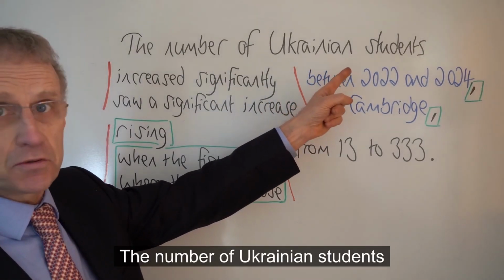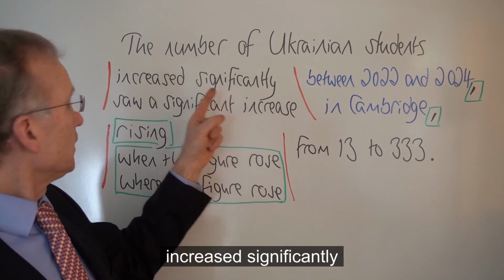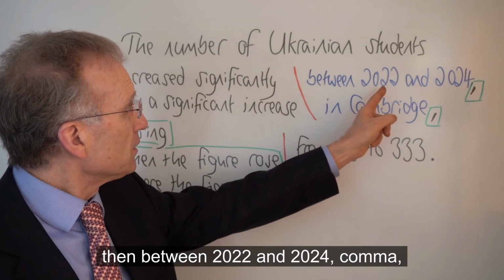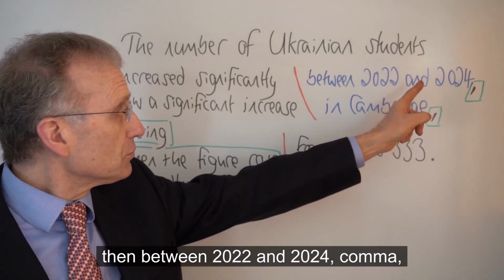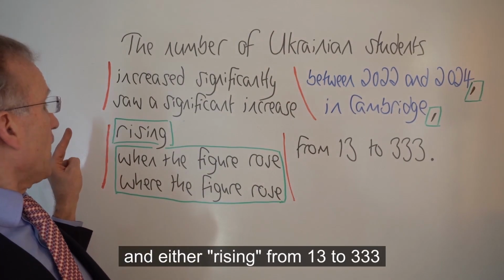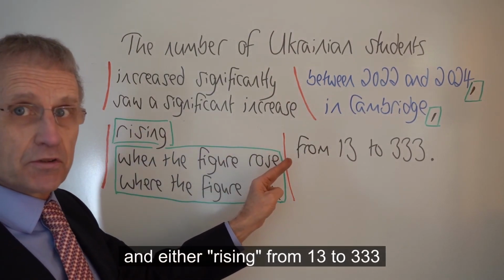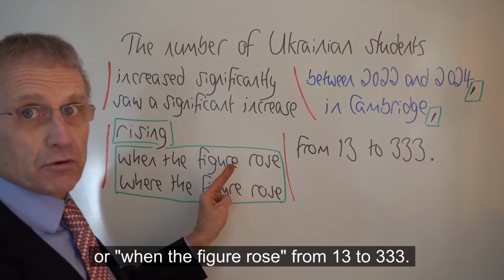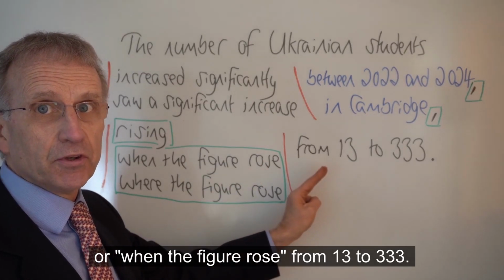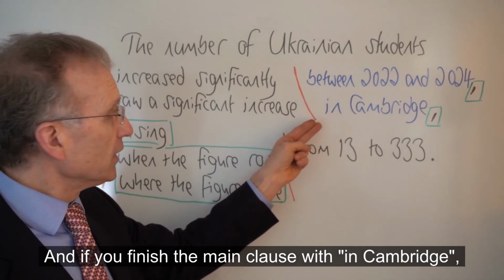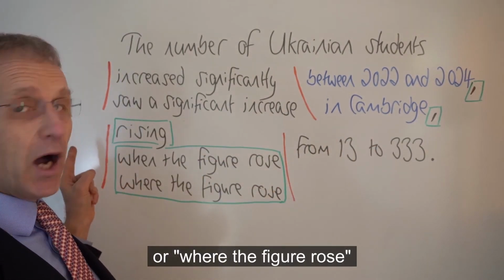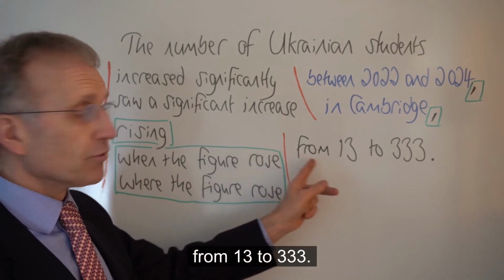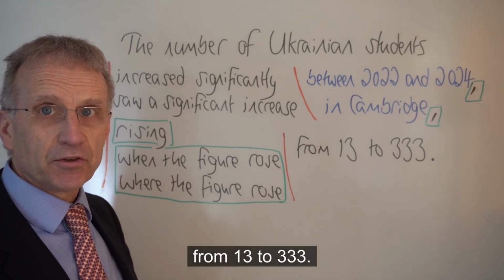The number of Ukrainian students increased significantly or saw a significant increase, then between 2022 and 2024, comma, and either rising from 13 to 333, or when the figure rose from 13 to 333. And if you finish the main clause with in Cambridge, it would be either rising or where the figure rose from 13 to 333.